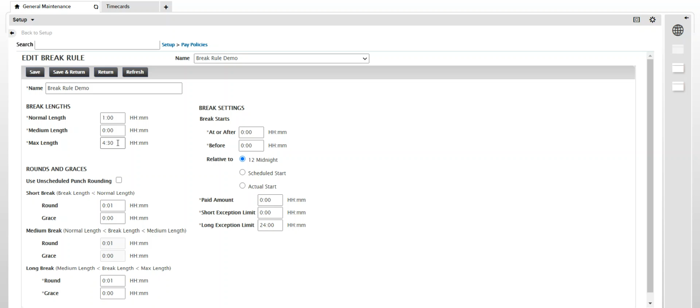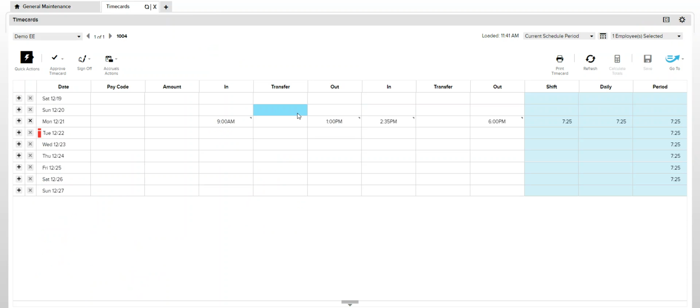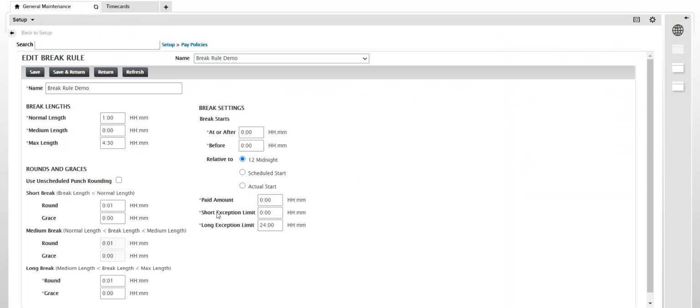Now, let me just give you a quick overview of other fields as well. You can get more details on this in my previous tutorials. The round and grace, as you can see, we can do for short break and long break. So if an employee is taking a short break, rather than 1 hour, if they take 30 minutes, we can do the rounding on that as well. And we also have exceptions. So anyone who exceeds 1 hour of their break, it will create an exception. So that is what you can do here.